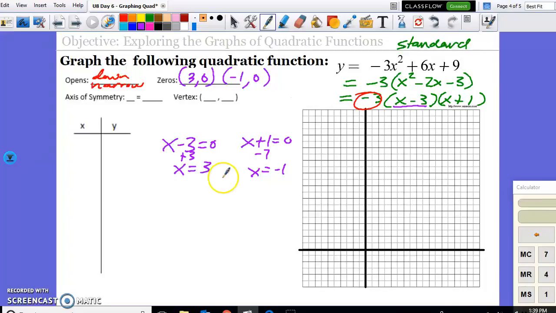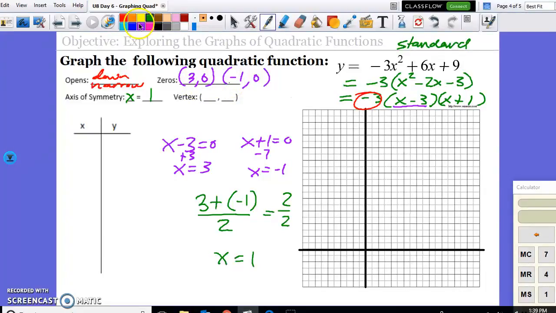So now, to find the axis of symmetry, I must go ahead and add these together. So I'm going to have 3 plus a -1, all divided by 2. That's going to be 2 divided by 2, which x is going to be 1. That's convenient. X equals 1 is my axis of symmetry. That should make sense because that's right in the middle between -1 and +3.